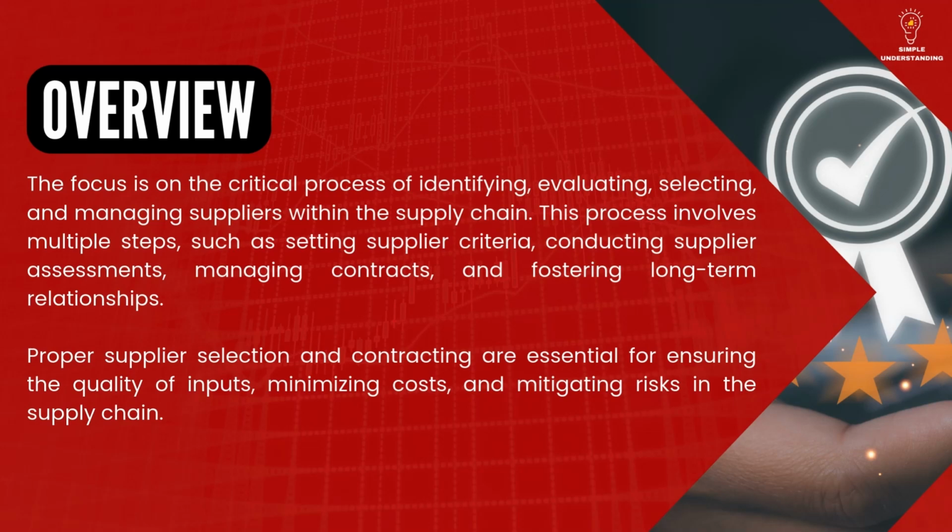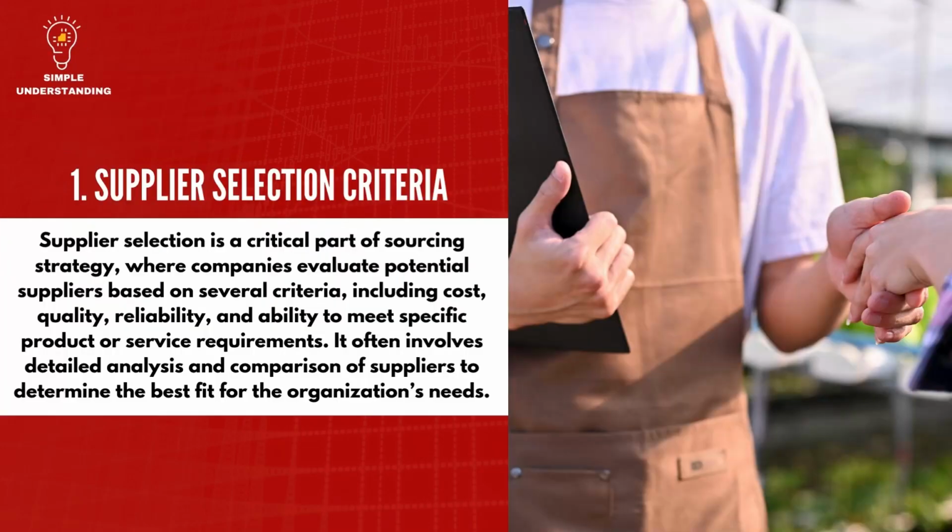Key topics. 1. Supplier selection criteria. Explanation. Supplier selection is a critical part of sourcing strategy, where companies evaluate potential suppliers based on several criteria, including cost, quality, reliability, and ability to meet specific product or service requirements. It often involves detailed analysis and comparison of suppliers to determine the best fit for the organization's needs.